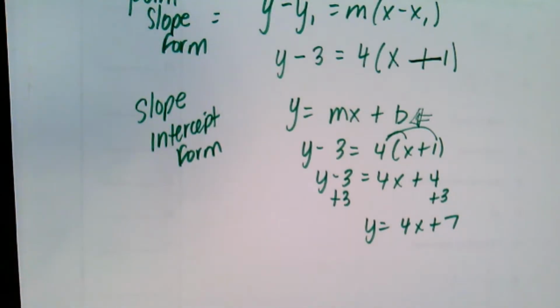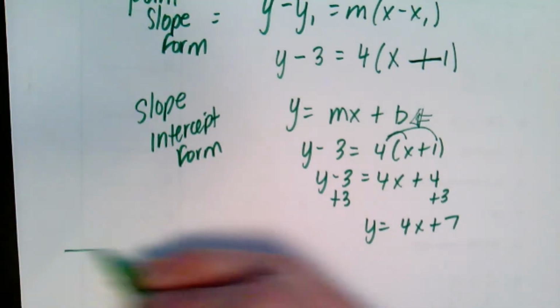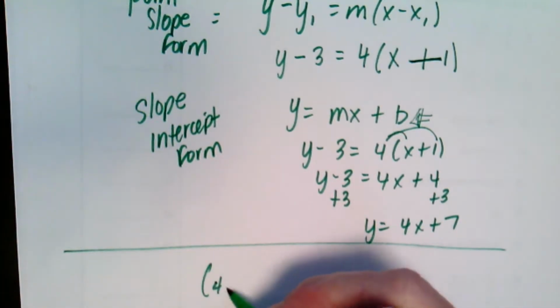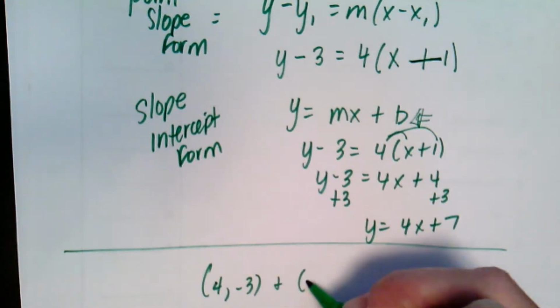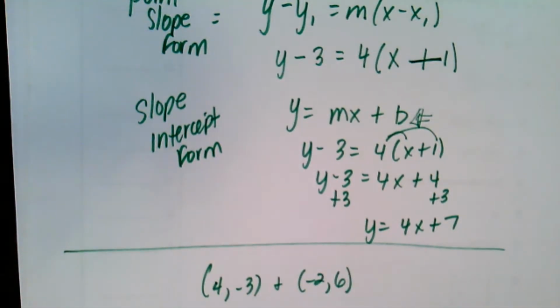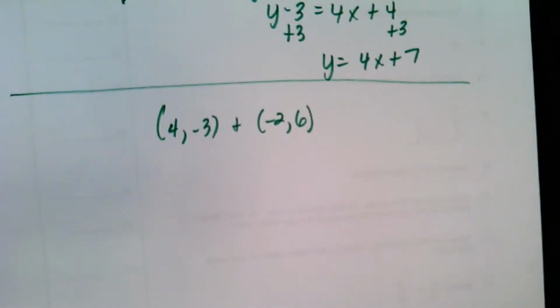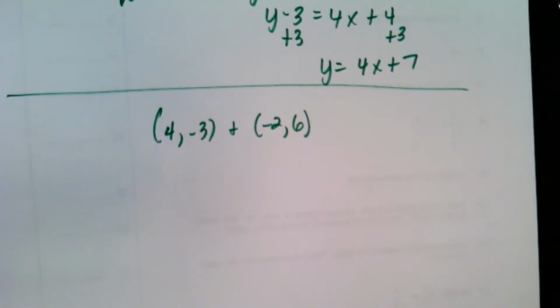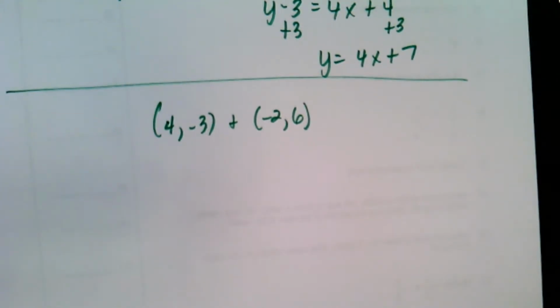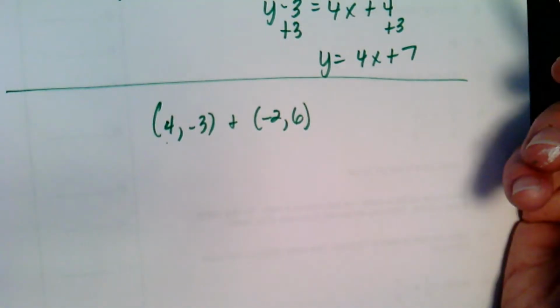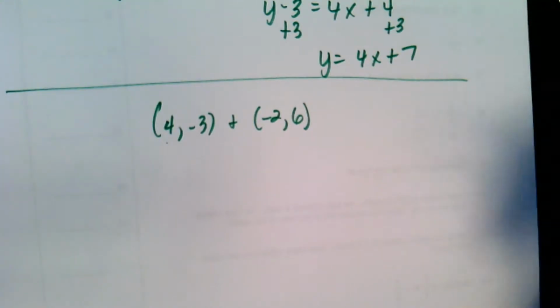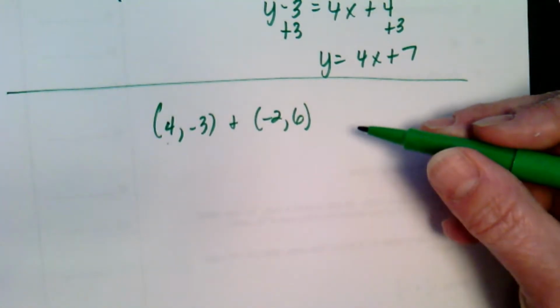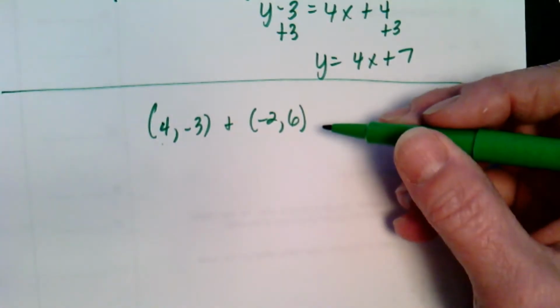Alright, so another question: a line passes through the points (4, -3) and (-2, 6), and it says find the equation of the line in point slope form and slope intercept form. Alright, so remember the two things I said you had to have. You have to have a point and you have to have a slope. Well, they gave us 2 points, but they didn't give us the slope. But we can use the slope formula to find out what our slope is.